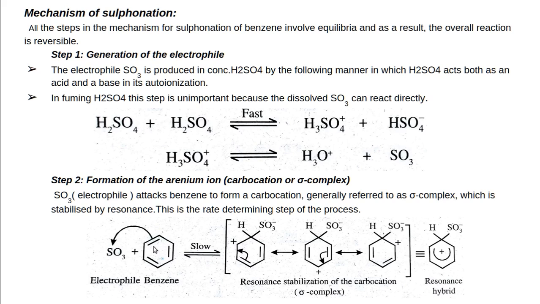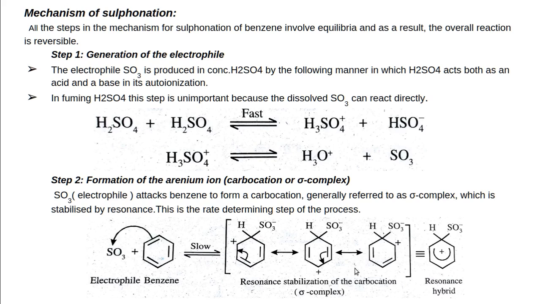So when it attacks, this electron pair will shift to this carbon. See, this carbon becomes negatively charged. Onto this negatively charged carbon, SO3 will attack. So SO3 will get a negative charge. Then there is already one hydrogen atom on this carbon, and this carbon becomes positively charged due to the shifting of the electrons.